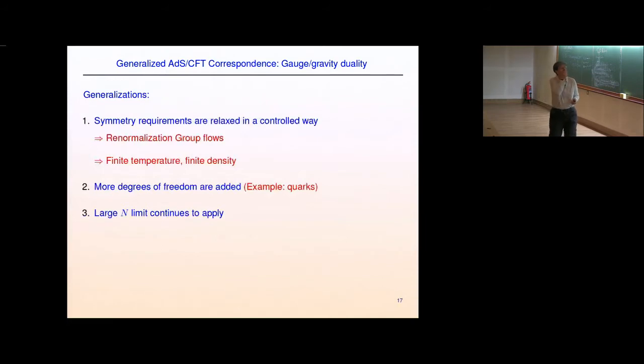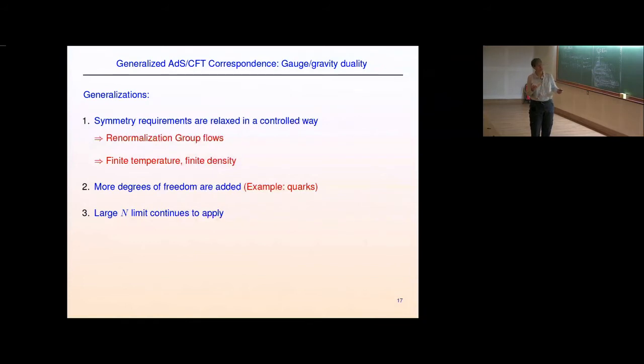Okay, so during this week, I'm going to show you that we can generalize the original AdS-CFT correspondence. First of all, we can relax some of these huge symmetry requirements in a controlled way. We can describe renormalization group flows, so include a finite beta function. We can also go to finite temperature and finite density as relevant to the Quark-Gluon Plasma.